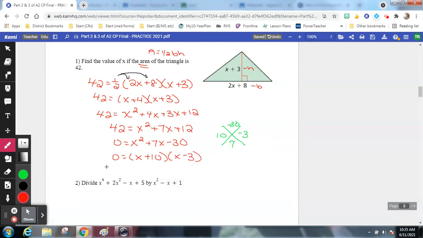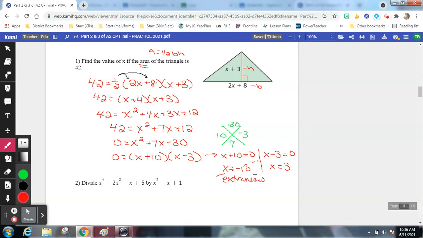Set each of those equal to 0. I'm going to do that over here. And you would solve it. So we get x equals negative 10 and x equals 3. Now, negative 10 does not make sense in this problem because if I plug a negative 10 back in to my height, negative 10 plus 3 is a negative 7. You can't have a negative height. So this is what we call extraneous.